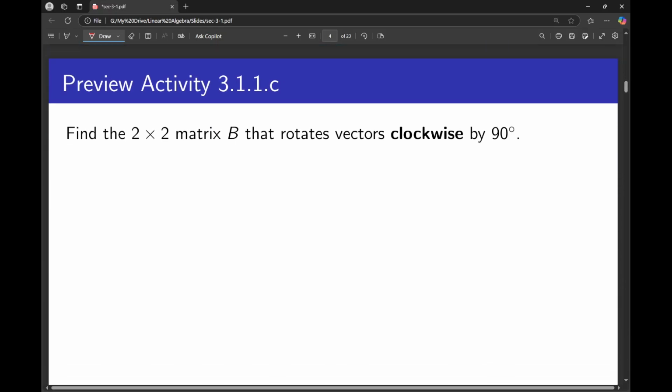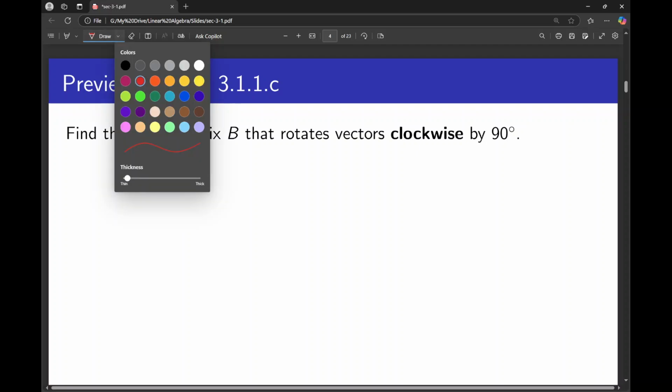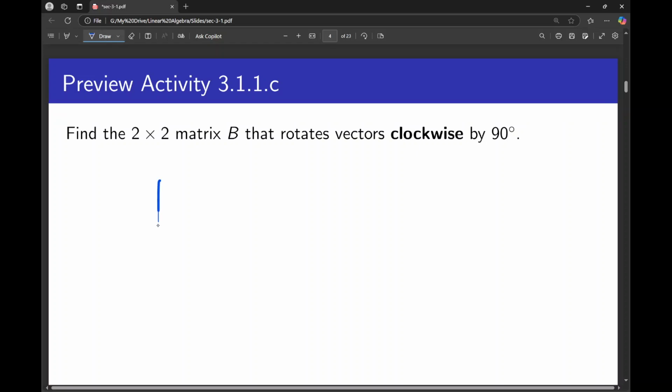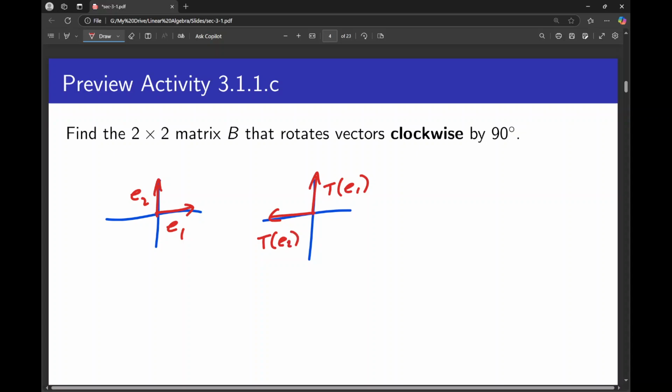Now we're going to find the 2 by 2 matrix B that rotates vectors clockwise by 90 degrees. So again, I'll draw domain, codomain, draw my vectors, E1, E2, but now I'm rotating clockwise. So now T of E1 is there, T of E2 is there.